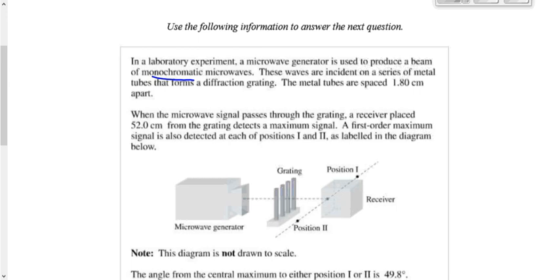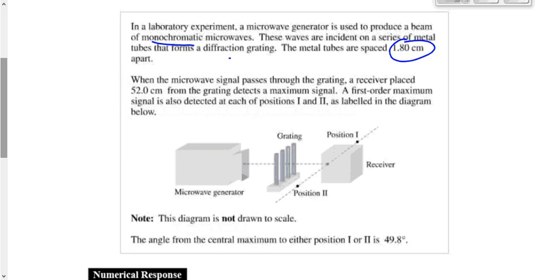The waves are incident on a series of metal tubes that forms a diffraction grating. The metal tubes are spaced 1.8 centimeters apart. Tell me what that corresponds to. What variable is that, that 1.8 centimeters? Is that L, D? Is that X? Is that N? Is that theta? What is it? Zach, what is it? Yeah, it's a little d. Little d is 1.80 centimeters. Now, usually we're in meters here, but we'll worry about that a little bit later on.